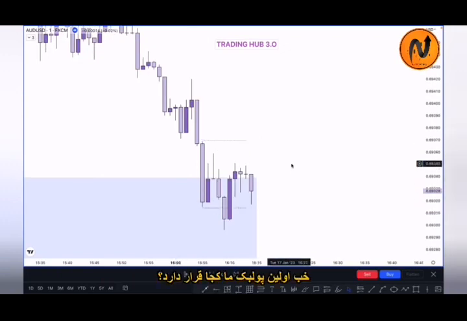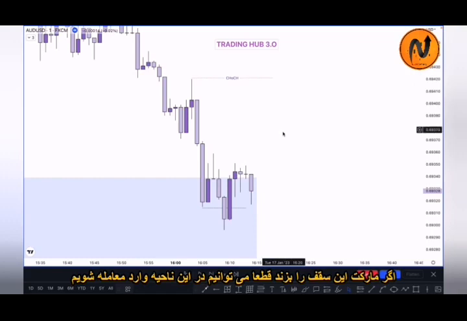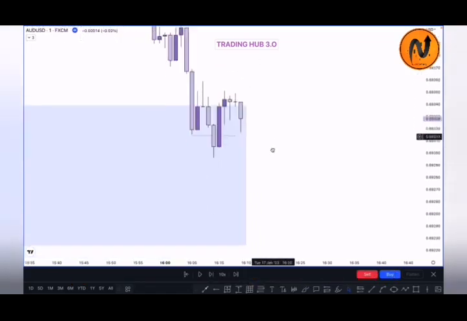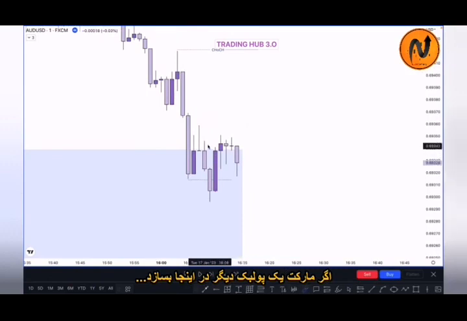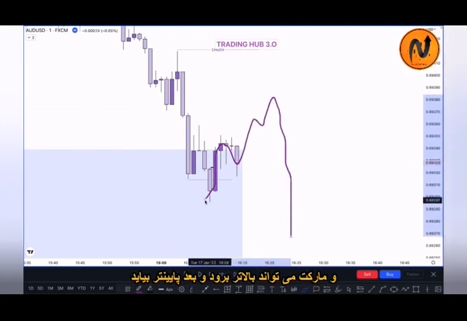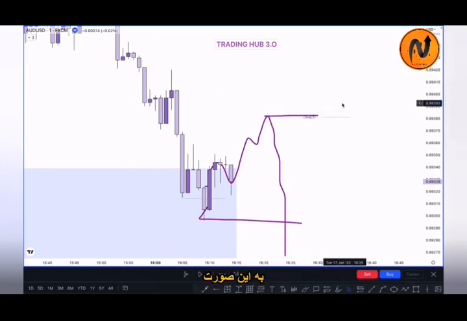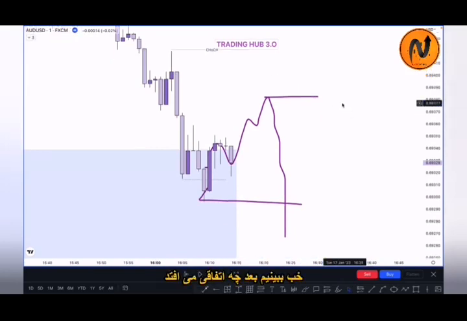Okay, so where is our first pullback? The first pullback is here. So this one is our change of character. Price must break this high. If the market breaks this high, then definitely we can take entry here. If the market does not take out this high and creates another pullback here, possibly, because the market broke this high, this becomes our valid pullback and the market can go higher and push downside like this. So this high becomes our new change of character. Let's see what happened next here.